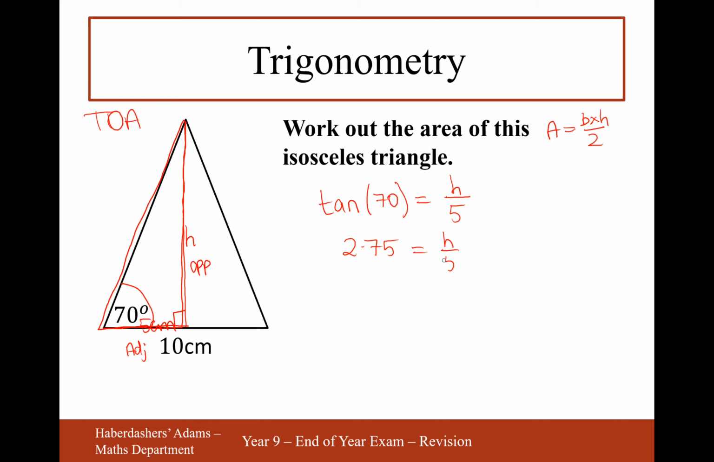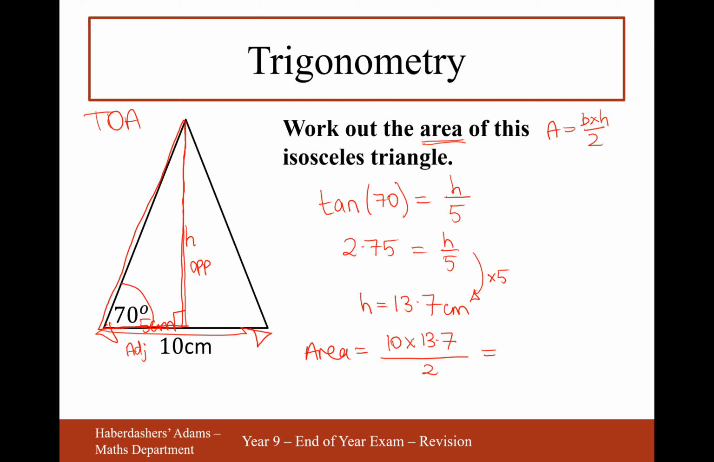equals h over 5. Now let's multiply both sides by 5. So 2.75 times 5, but I'm not going to write 2.75 in the calculator. I'm going to use the answer button times 5 equals 13.7. So the height of this triangle is 13.7 centimeters. That's not the final answer to this question because we need to work out the area of the triangle. So I'm going to use area equals base, which is 10. We have to go back now to the whole base, which is 10, times height, which is 13.7, divided by 2.